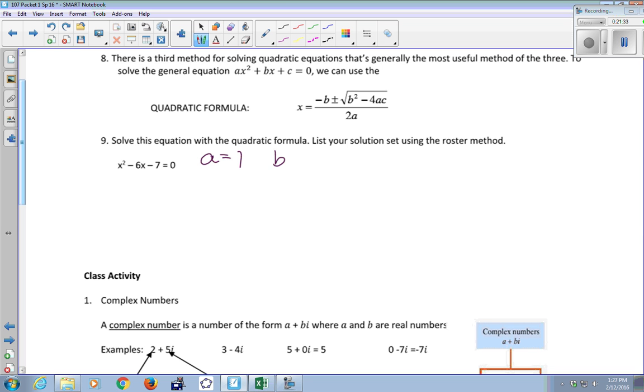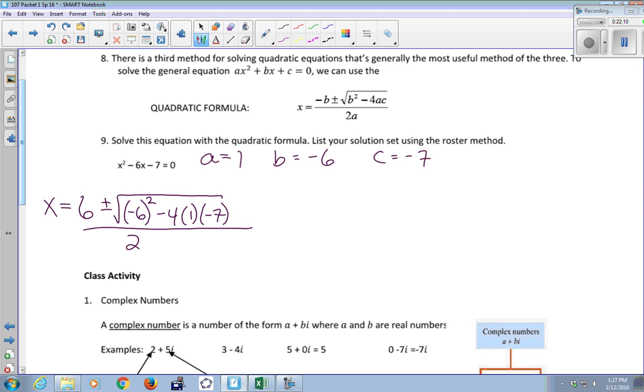And then what is b? Close. Negative 6. Yeah. The coefficient on the x is a negative 6. And c? Negative 7. Good. So then we plug into that formula. So I have x equals, that says the opposite of b. If b is negative 6, what's the opposite of that? 6. The opposite of b would be 6, plus or minus the square root of b squared, negative 6 squared, minus 4 times a times c, all over 2 times a.